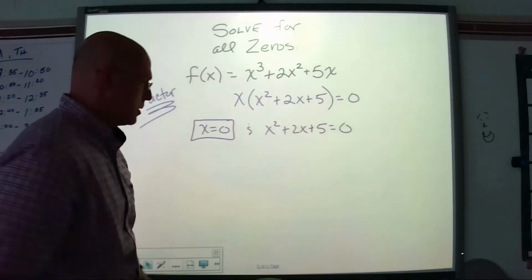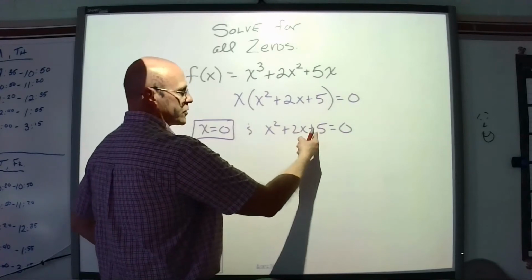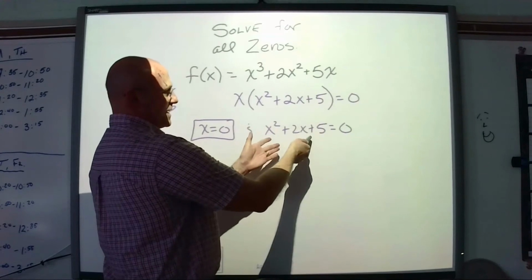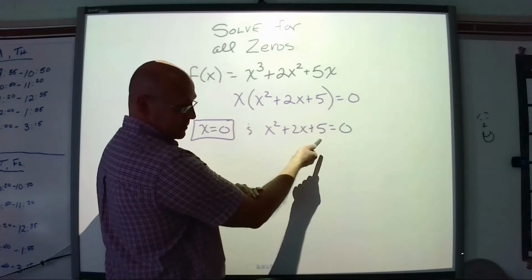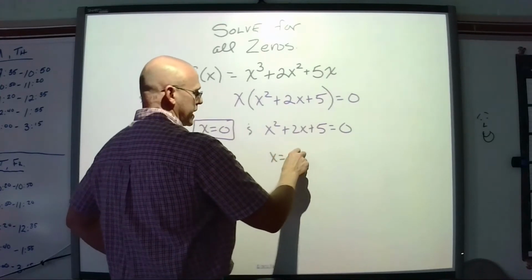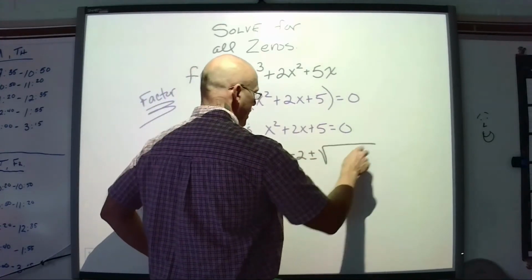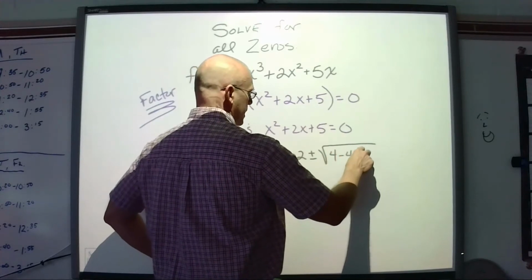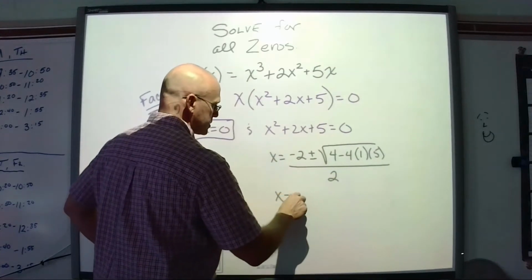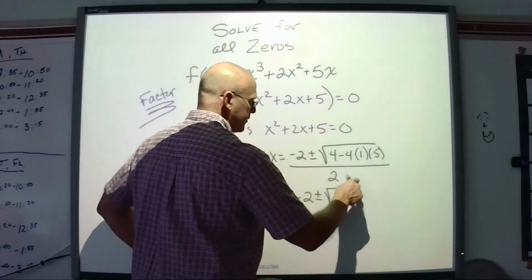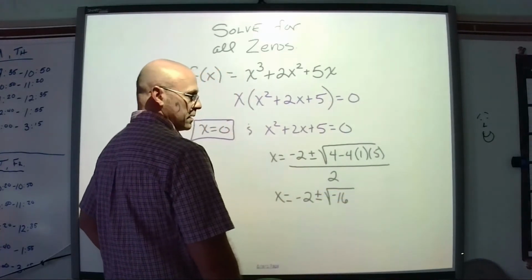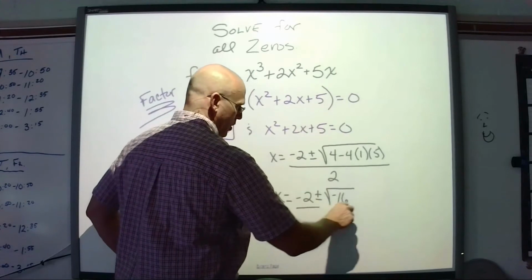Let's do this one now. Here we go. How do I solve it? It's quadratic. Factor it, square root property, or quadratic formula. You could try factoring it, but you're not going to be able to. So this is a quadratic formula. X equals negative 2 plus or minus the square root of b squared minus 4 times 1 times this, all over 2. X equals negative 2 plus or minus the square root of, in here, you're going to get negative 16. Negative 20 and 4 is negative 16, all over 2.